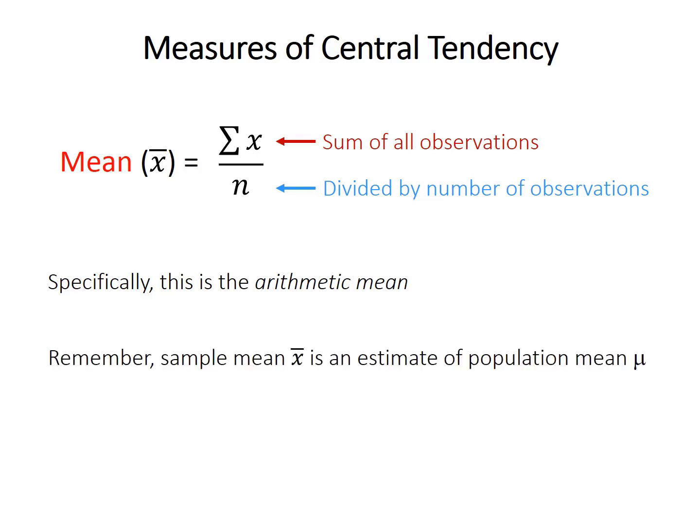Remember that we're using this smaller representative sample to estimate characteristics of this large population, which is infinitely big and which we can never actually assess. So x bar is the sample mean, and we're using it as an estimate of the population mean, which is given the Greek letter mu.